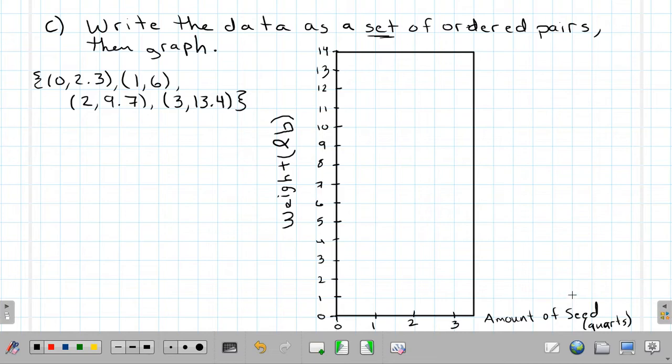Okay, so now what do we do? Well, if we have the x-axis, the independent variable, amounts of seed, and the y-axis is the dependent variable, or the weight, all we've got to do is go in and say, well, 0. How much weight did we have when we had 0 quarts of seed? Well, we had 2.3, so it's going to be somewhere like right there.